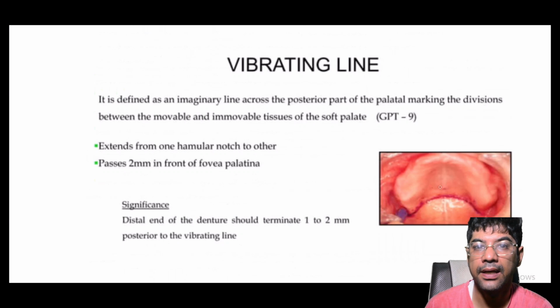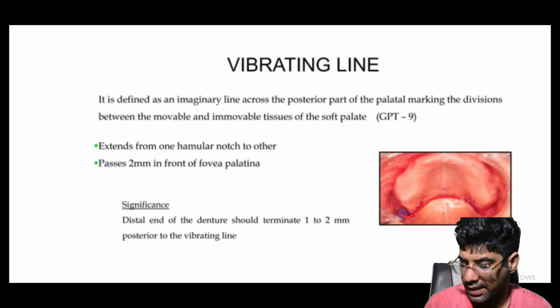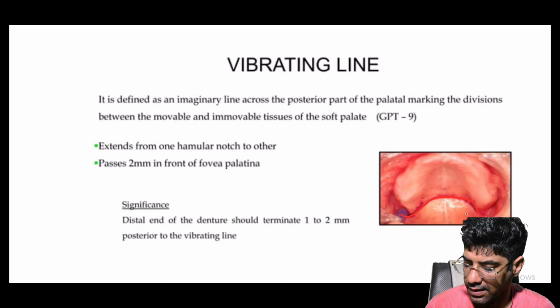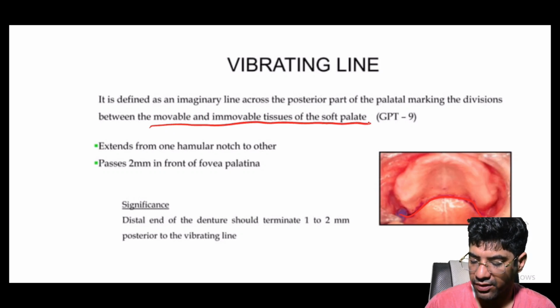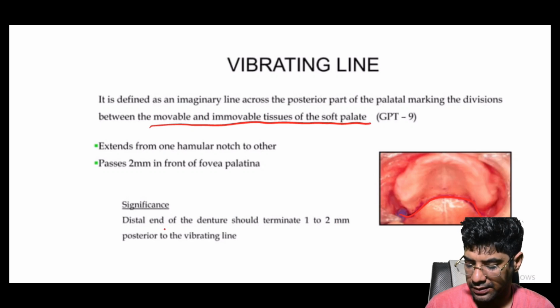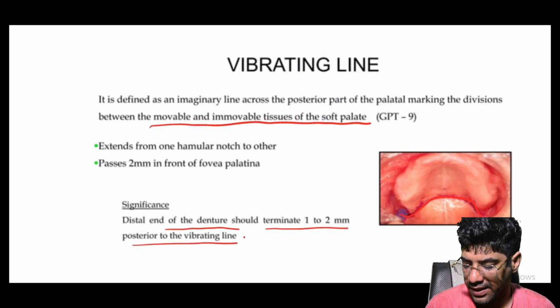The other is the vibrating line. The vibrating line is an imaginary line across the posterior part of the palate, marking the division between the movable and the immovable tissues of the soft palate. It can be identified when the movable tissue moves during speech. So remember, the distal extent of the denture should terminate 1 to 2 mm posterior to the vibrating line.